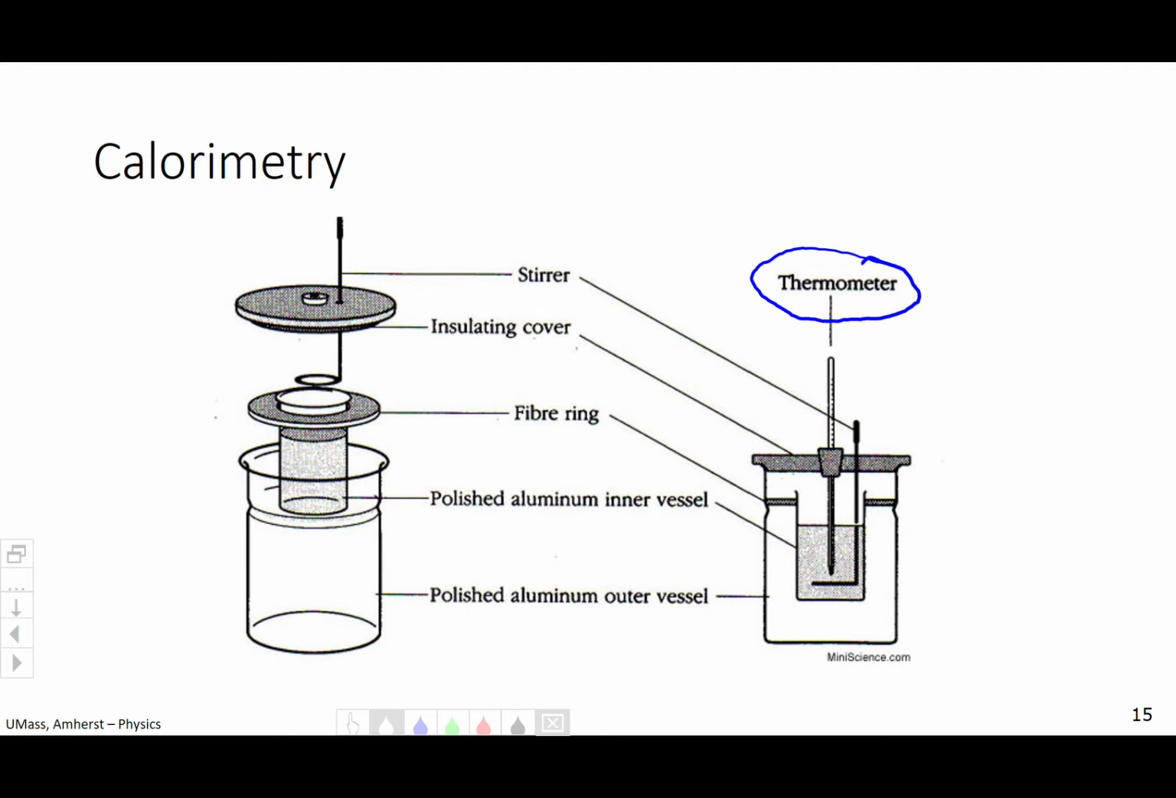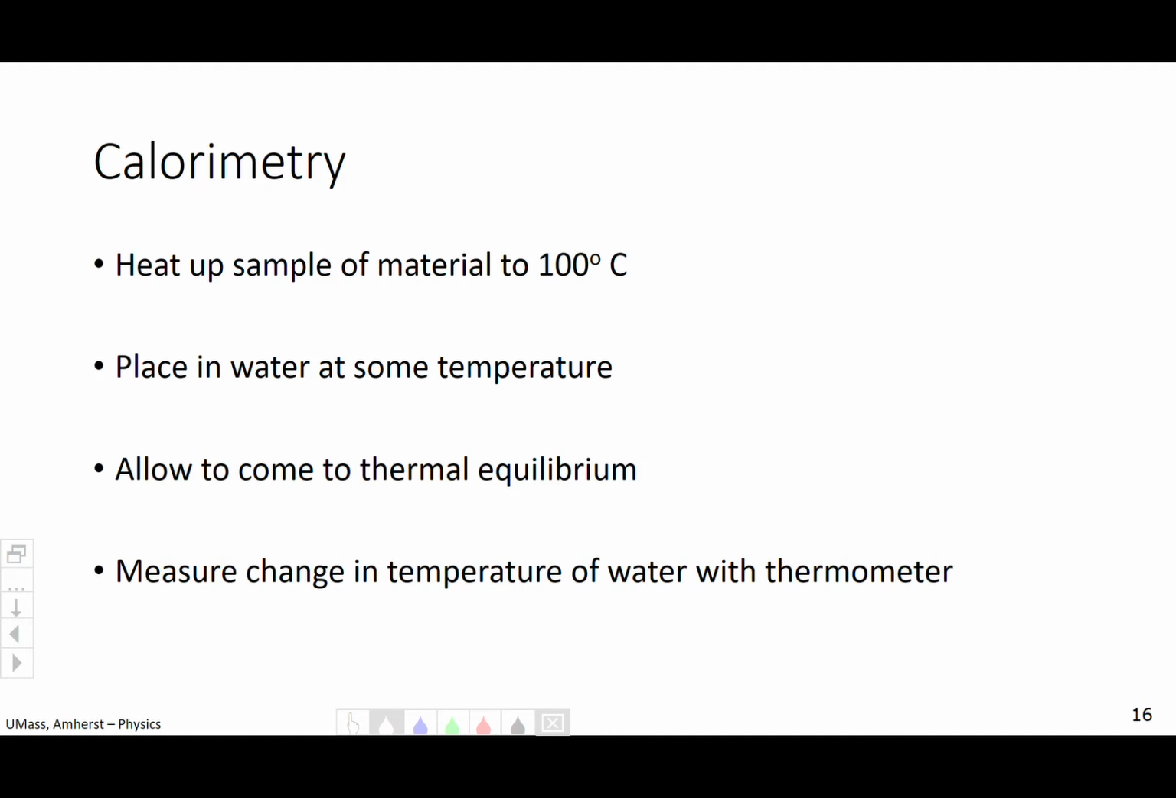And if we measure how much, so say we start off here, and then our thermometer tells us that our water had its temperature increased, however much this would be, then we can have a useful handy-dandy formula that's going to tell us what the specific heat of that sample is. How much heat did it transfer to the water?